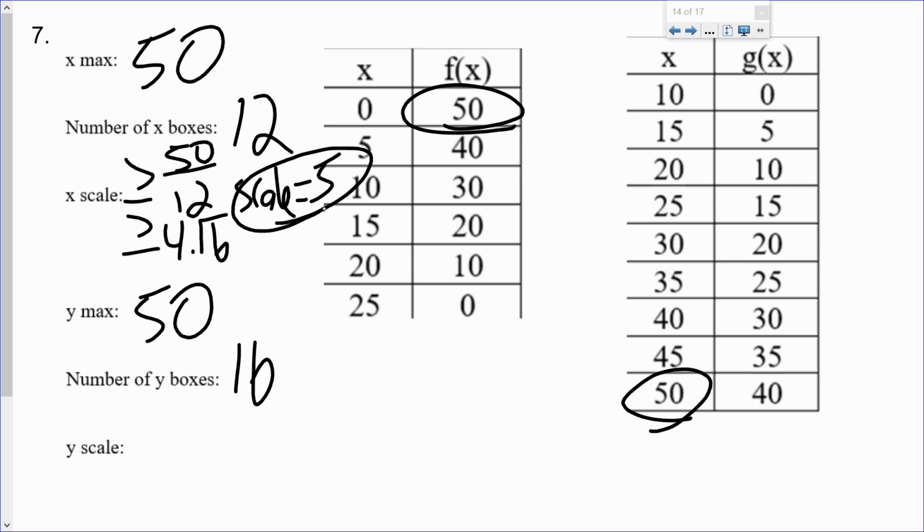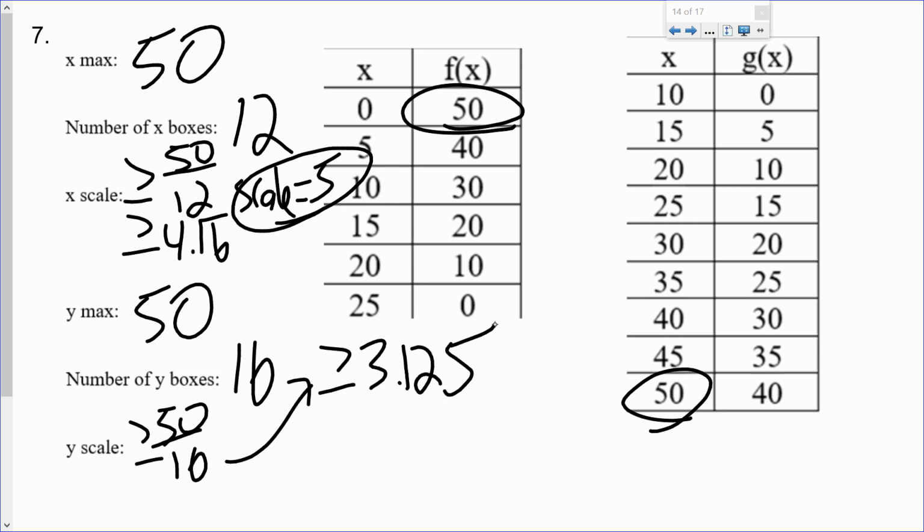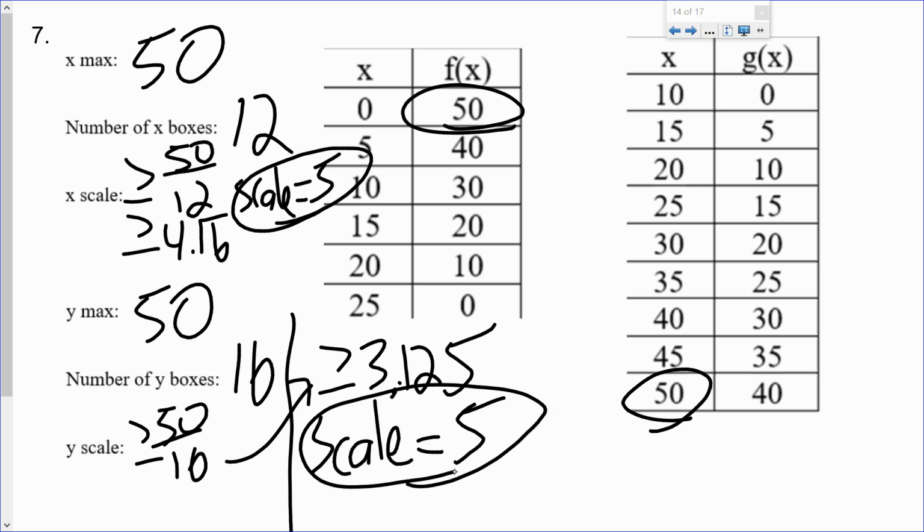For the bottom one, for the y, I'm doing 50 divided by 16. That's going to give me 3.125. This is one where we may disagree. I'm looking at these. There's a lot of multiples of 5. I'm going to go with 5. Many of you might have gone with 4. Nothing wrong with going with 4, but I'm going to make each of them worth 5.